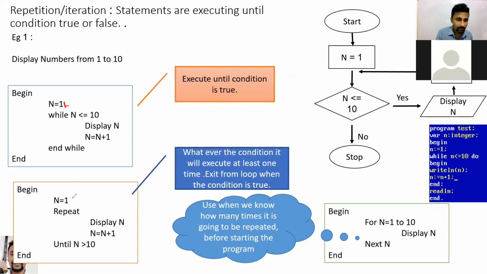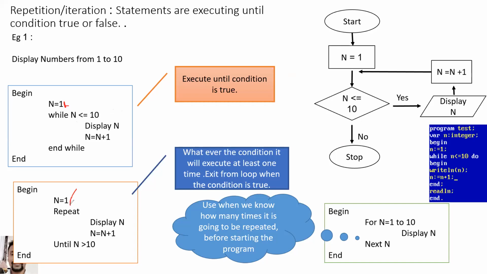But here, now see, I will switch off my video, otherwise you can't see it clearly. If this is 11, what will happen? This will display 11 and then n becomes 12, and only then 12 is greater than 10, so only then does it exit, right? So in the repeat until, whether the condition is true or false, whatever, your program will work at least one time.